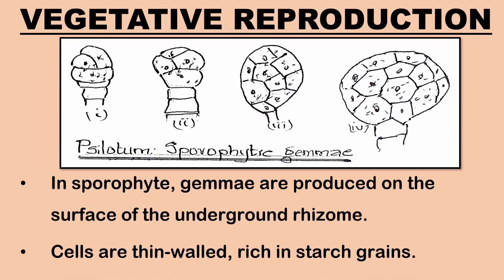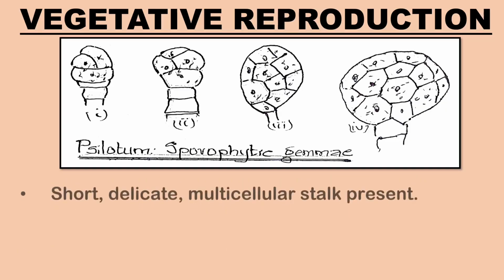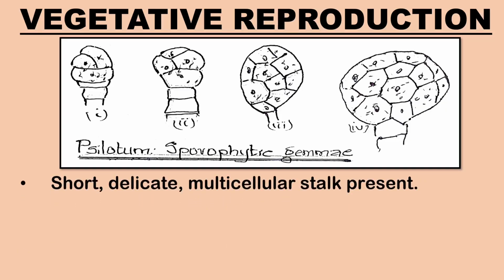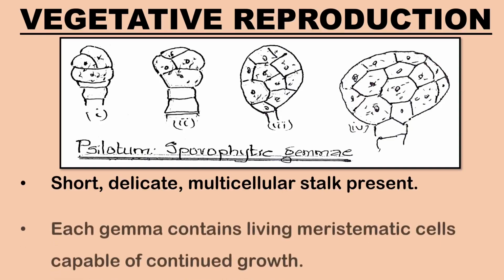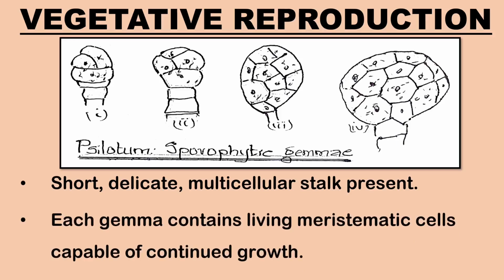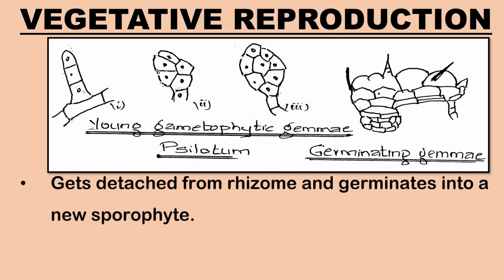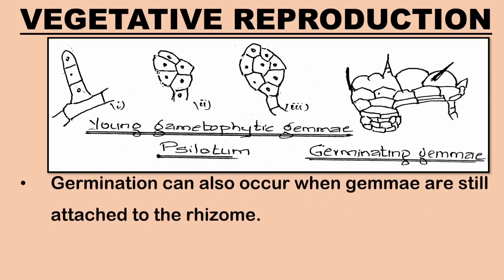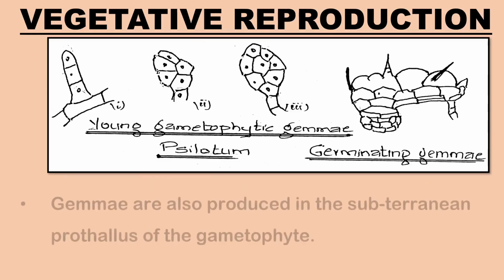The cells of the Gemmae are thin-walled and rich in starch grains. Gemmae are attached to the rhizome by a short, delicate, multicellular stalk. Each gemma contains living meristematic cells capable of continued growth. When they get detached from the rhizome, they germinate into a new sporophyte. Germination can also occur when gemmae are still attached to the rhizome.